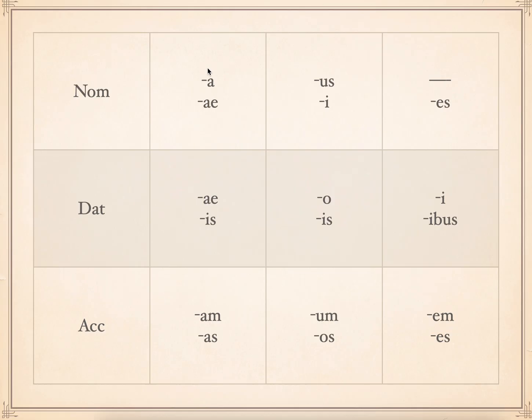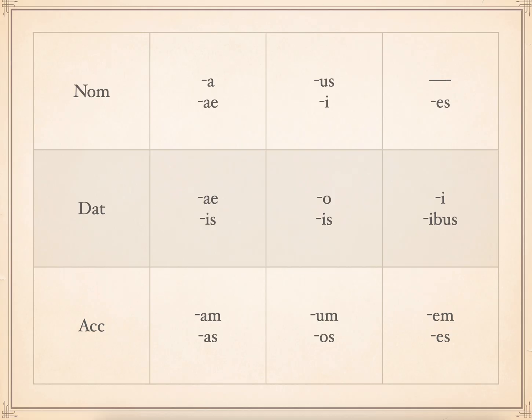So the first declension tends to be mostly feminine and uses a and ae for the nominative, and am and as for the accusative. Second declension, especially second declension masculine, uses us and i for nominative, and um and os for the accusative. And then third declensions, remember there's no set form for all the nominative singulars in third declension, but the plurals are always es. And then it uses em and es for the accusative, for the direct objects.